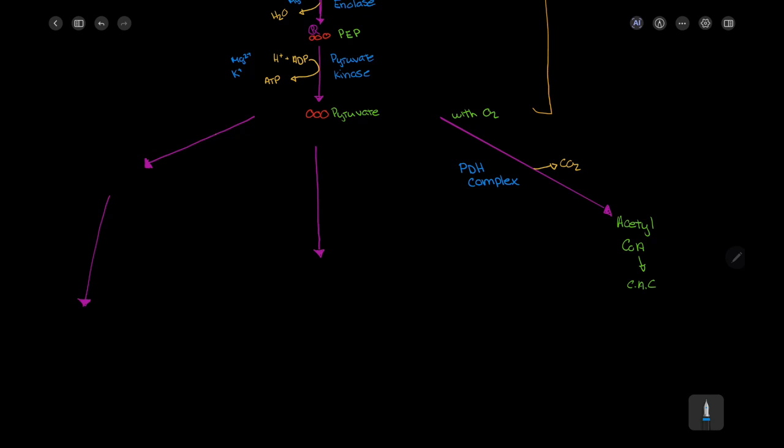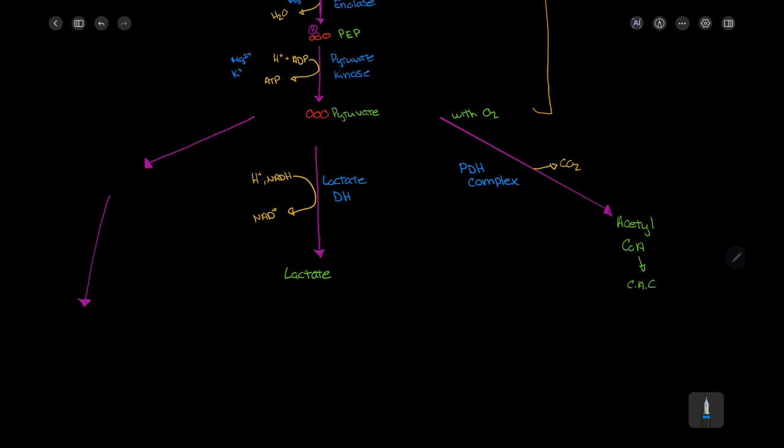If oxygen becomes limiting, like in our muscles under strenuous exercise and some bacteria, pyruvate can go on to form lactate. Here we'll get our NAD back right away, and the enzyme that catalyzes this is lactate dehydrogenase. Some of the bacteria using this process are the ones that we use to make yogurt.